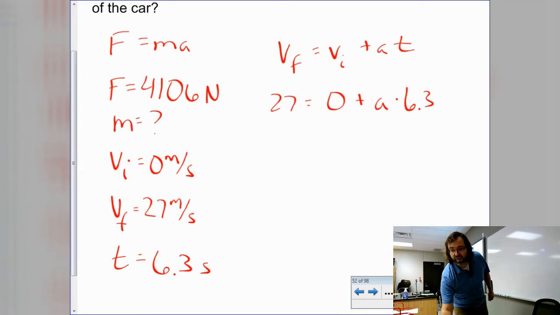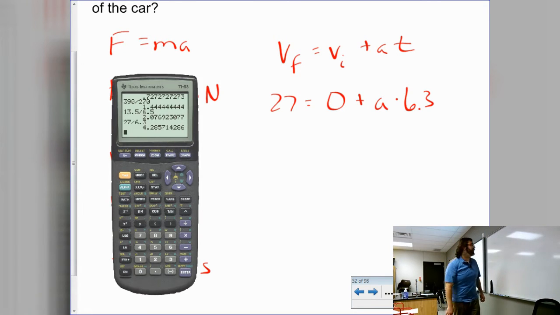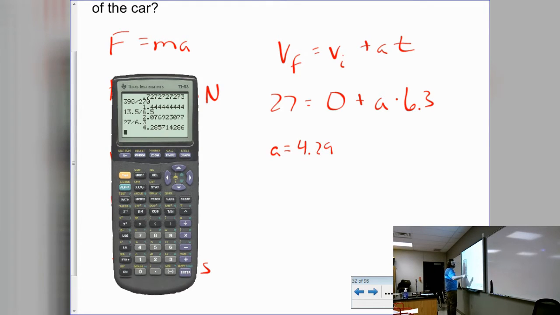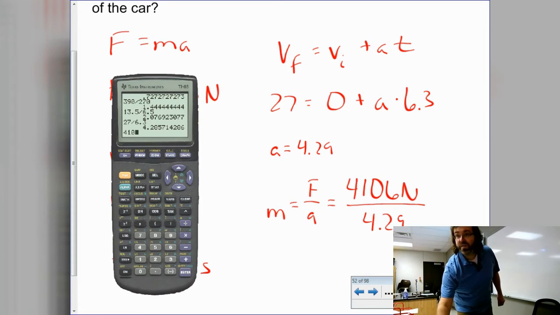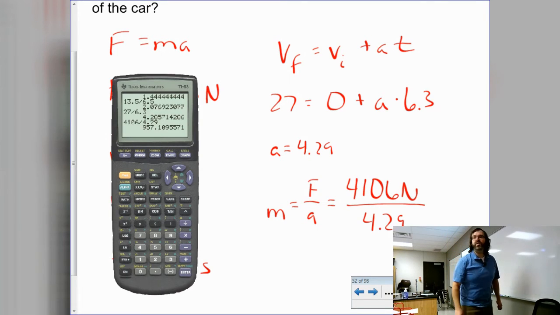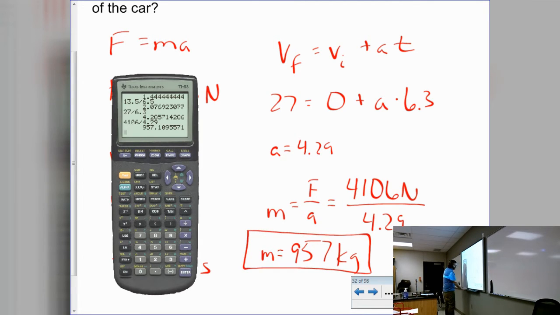So let's go ahead and do that. Basically, it amounts to doing 27 divided by 6.3, and we get an acceleration of 4.28 or 4.29. Now we need to plug that into F equals ma, trying to solve for mass, so that'd be force divided by acceleration. Our force is 4,106 newtons, and our acceleration we just found to be 4.29. We can divide those to find the mass. 4106 divided by 4.29 equals... sorry, not acceleration, a mass of 957 kilograms. That is our answer. Okay, awesome.